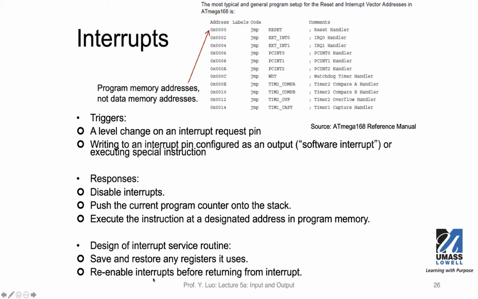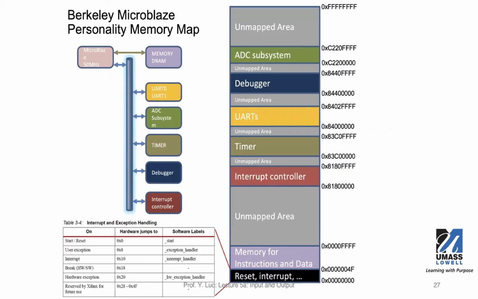Also, at the end, we will re-enable the interrupts before returning from the ISR. Again, this is an example of Berkeley Microblaze. What we show here is the memory map. So we have a 32-bit address, so it's a very large range. Some of them are unmapped. Some of them are really real memory, like in this range from 4F to FFF.